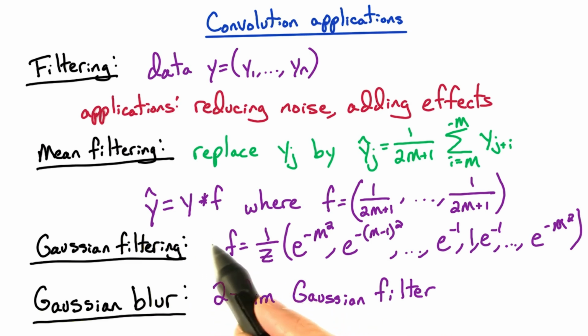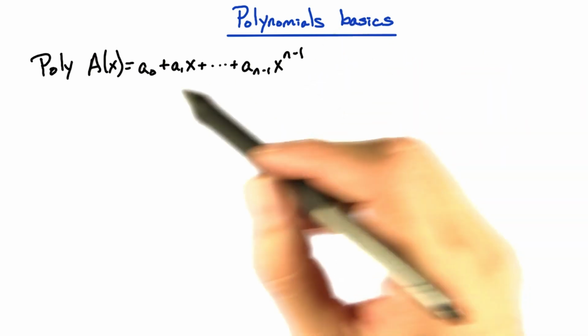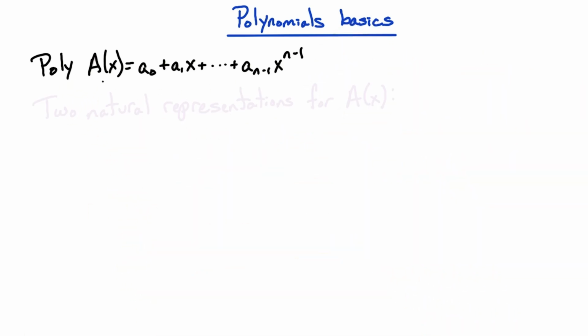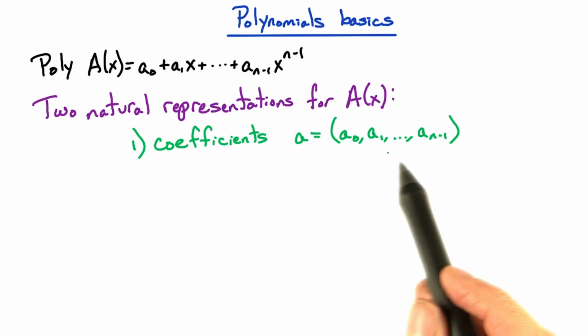Now let's get back to our original problem of how do we compute the convolution of a pair of vectors. And let's look at some basic properties of polynomials. Consider the polynomial a of x. There are two natural ways of representing the polynomial a of x. The first way is by its coefficients. This is the vector a that we've been considering so far.